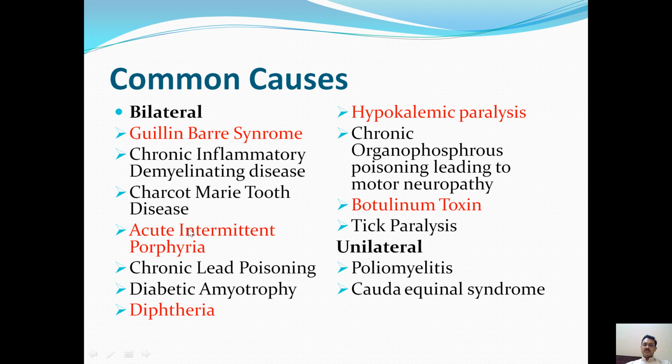GBS, acute intermittent porphyria, diphtheria, hypokalemic paralysis. This is basically a deficiency of potassium, a familial disorder. There are defects in the calcium channels that lead to paralysis whenever there is hypokalemia, and usually that recovers over a few hours to a few days, and they may also have a familial history. Botulinum toxin. So these are the common things which you need to remember.